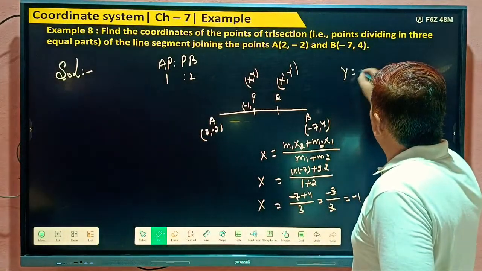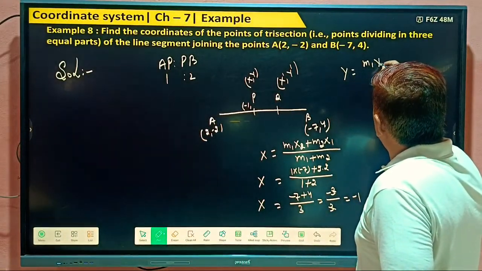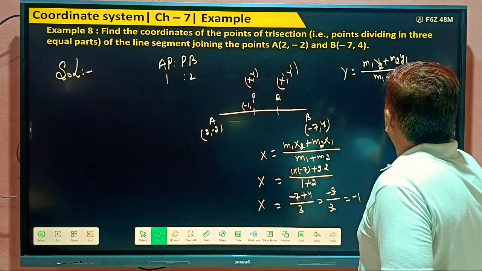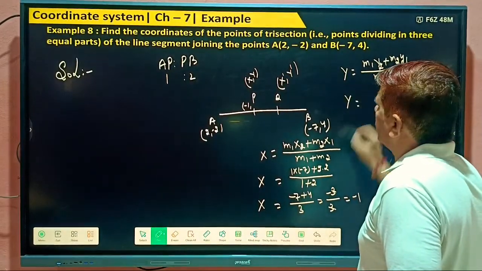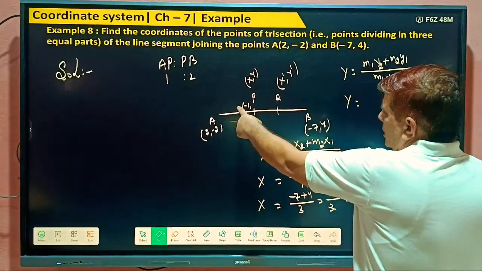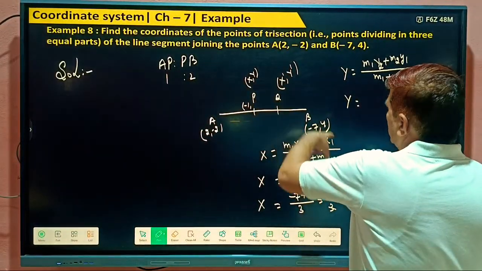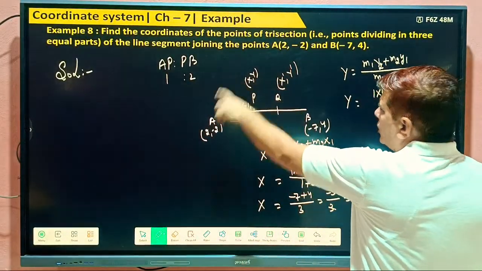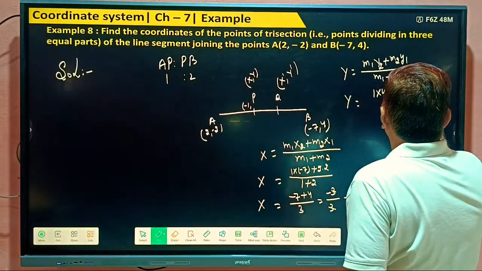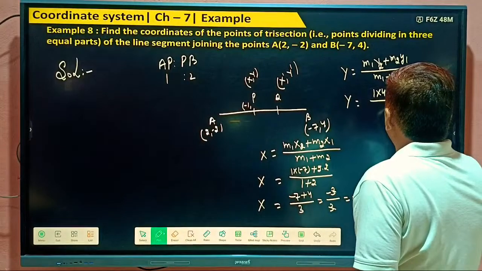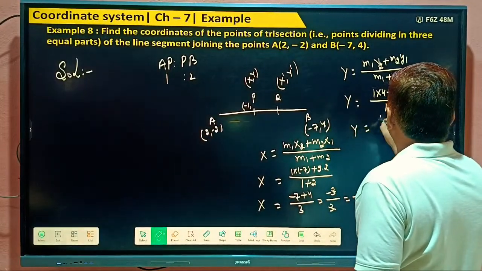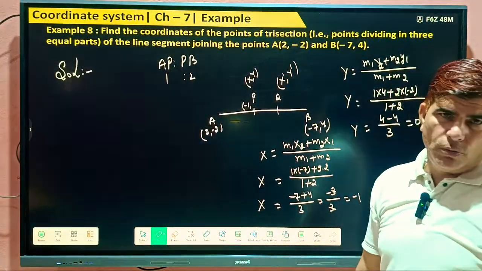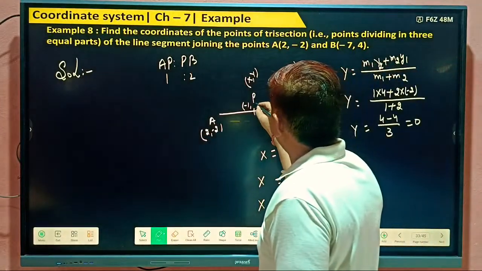Find out the other one. y equal to m1 y2 plus m2 y1 by m1 plus m2. So y equal to, this is 1, it's 1 multiplication with 4. 1 into 4 plus 2, this is complete, 2 into -2, by 1 plus 2. So y equal to 4 minus 4 by 3, which is equal to 0. 4 minus 4 is 0, 0 by something is 0. So its y coordinate is 0.